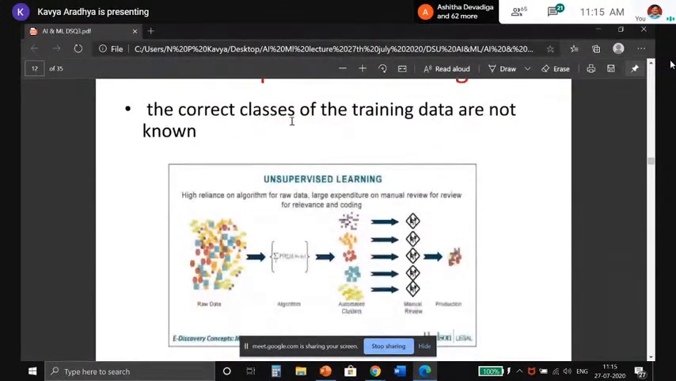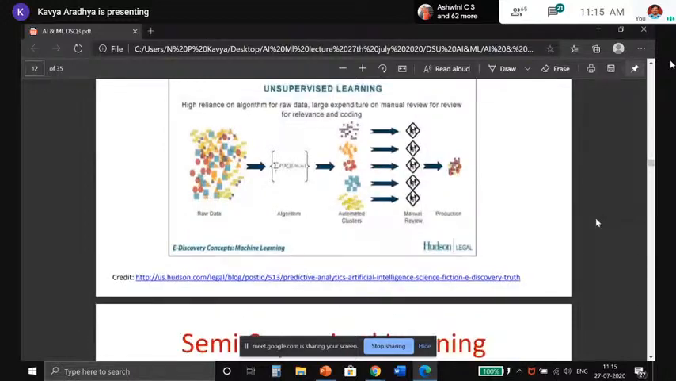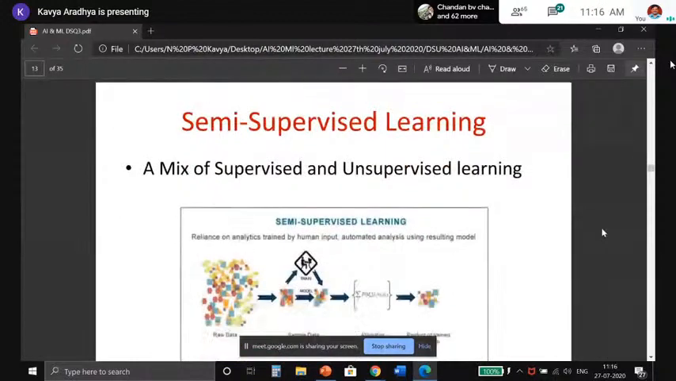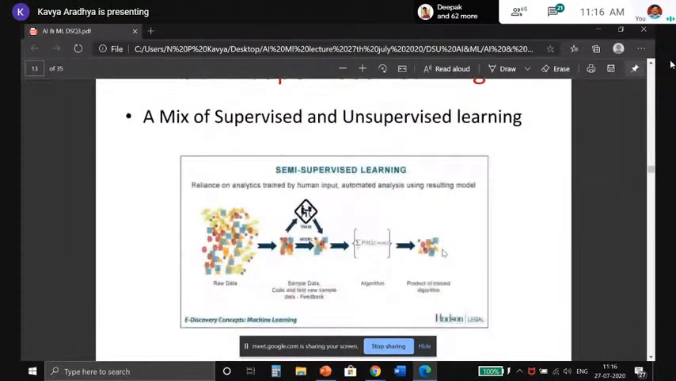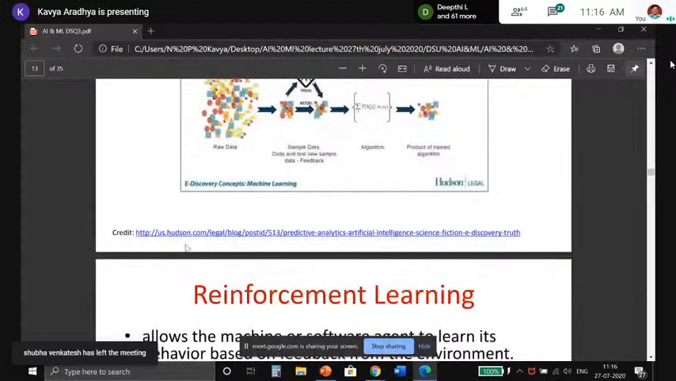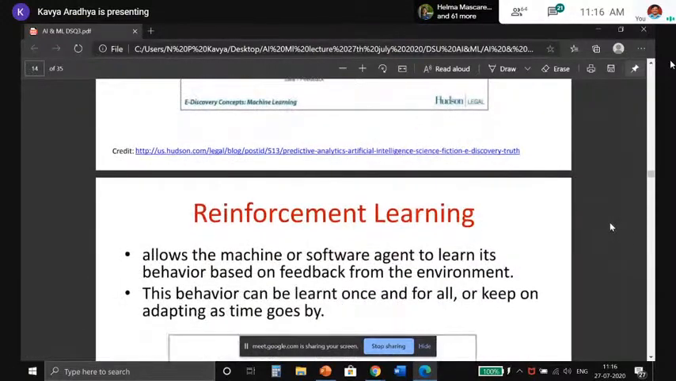In unsupervised learning, the correct classes of training data are not known, okay? The data is not known. You're going to apply an algorithm and do some prediction. If you want more on unsupervised learning, you can go to this website. You'll get all the details. Semi-supervised learning, you can see here, okay? It's a mix, like a hybrid type. You have some sample data, you're doing some type of prediction, fine? More on that is available on this website.